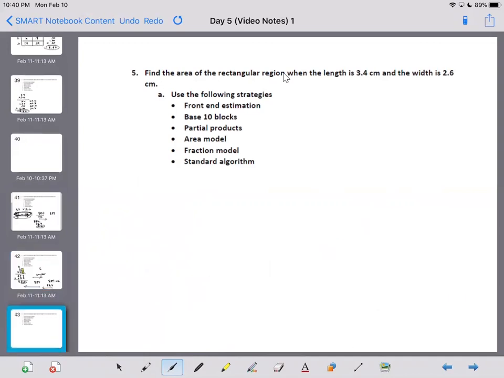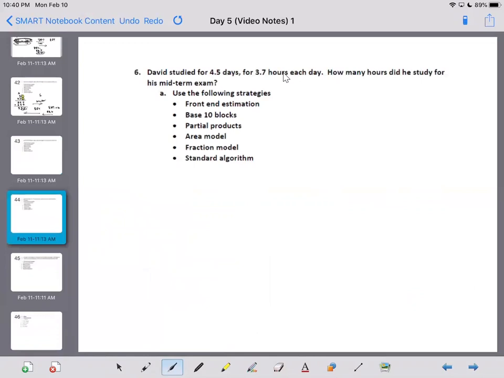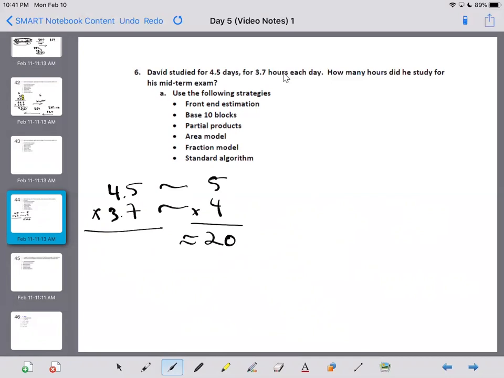Okay, so let's look at another one. David studied for 4.5 days for 3 7/10 hours each day. Let's look at the front end estimation with this. So 4 5/10, 3 7/10. So that's about 5. That's about 4. So we know somewhere around 20 hours. I rounded them both up, so we know we're going to be somewhere less than 20 hours. So it gives the students a chance to think about what the estimate answer would be.